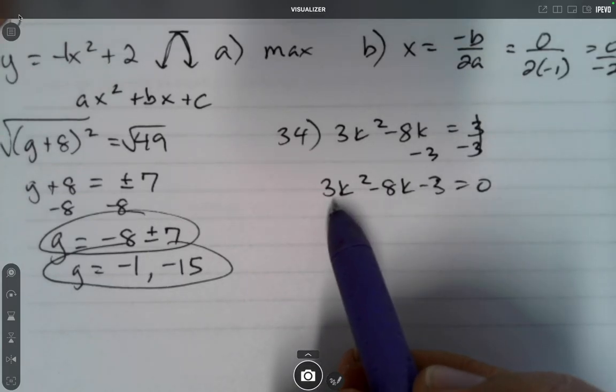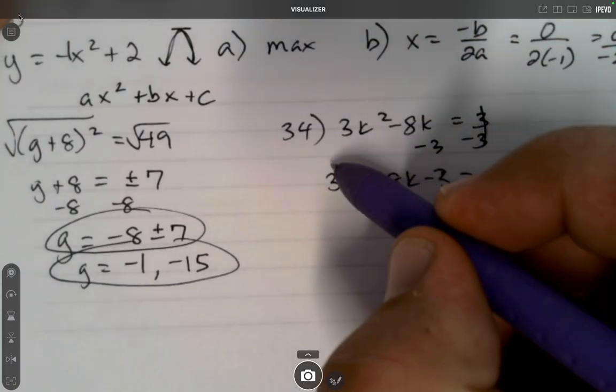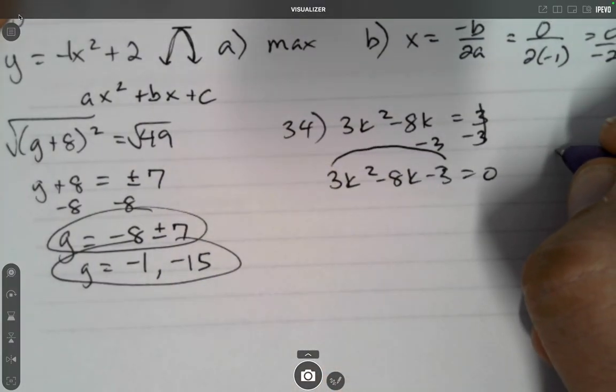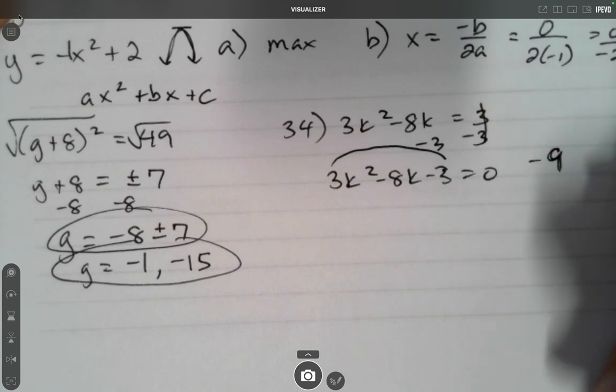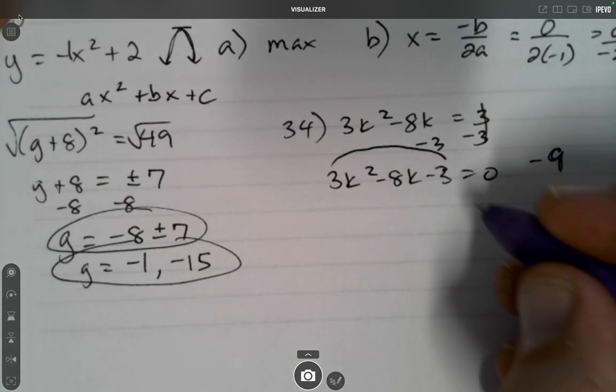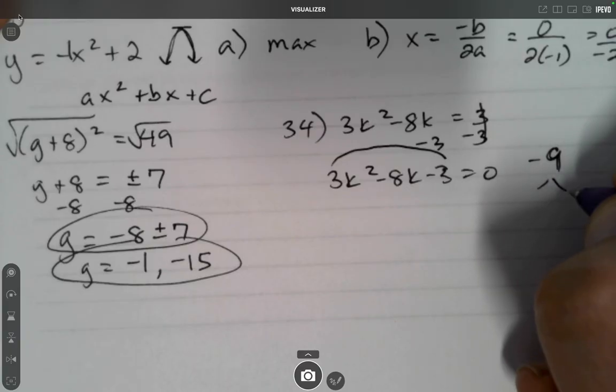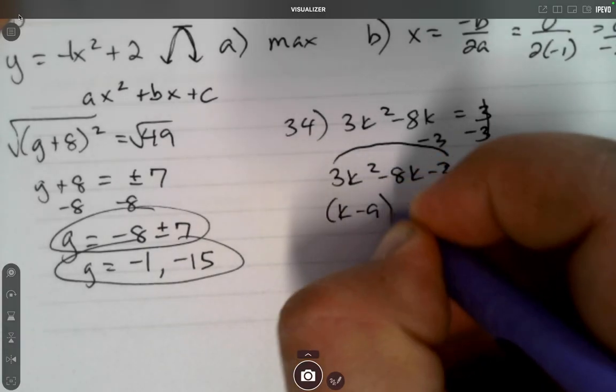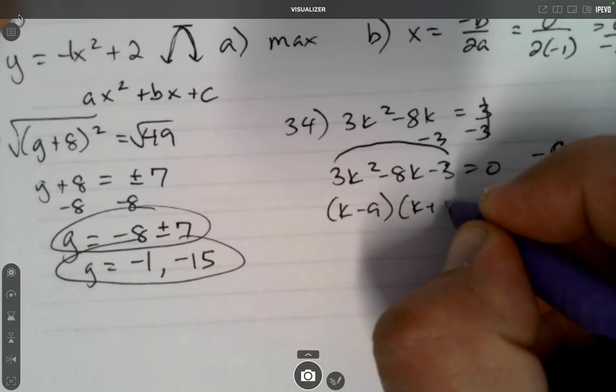Then we check, there's nothing all the terms have in common, so we'll use the bottoms up method because of this coefficient in front of the k squared. So we get negative 9. So we've got to think what will multiply to be negative 9 and add up to negative 8. And that would be negative 9 and positive 1. So we get k minus 9, k plus 1.